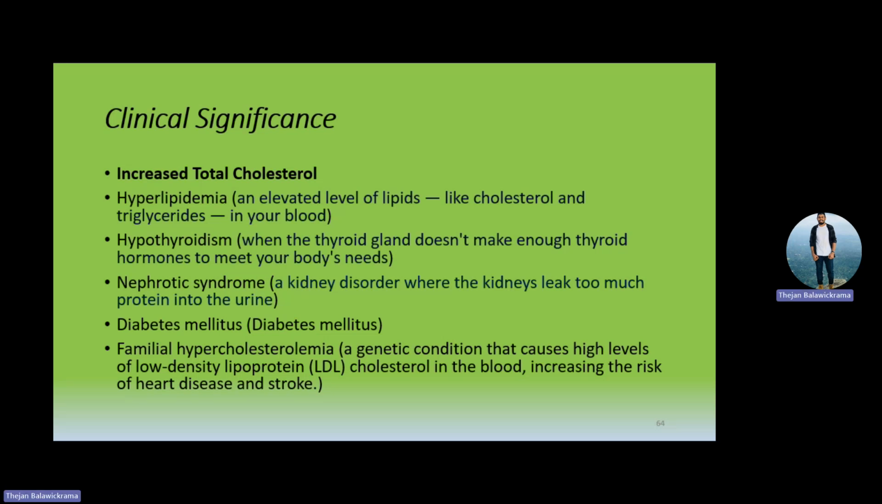What are the things that we should consider? Right. Increased total cholesterol. Well, we call it hyperlipidemia. Right. Then, of course, when we evaluate the cholesterol level, the lipid level, it is high. That means we have a high level of cholesterol and a high level of triglycerides in the blood. That problem is there.